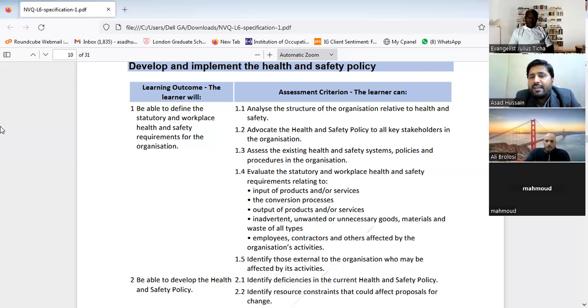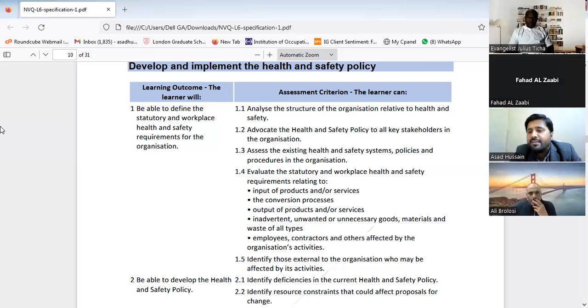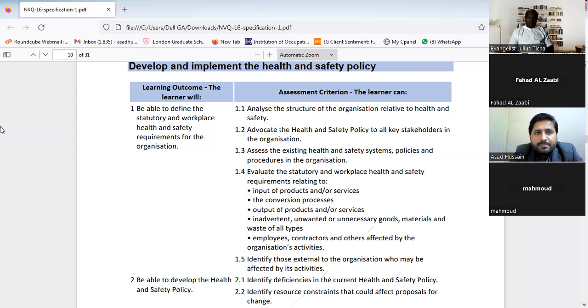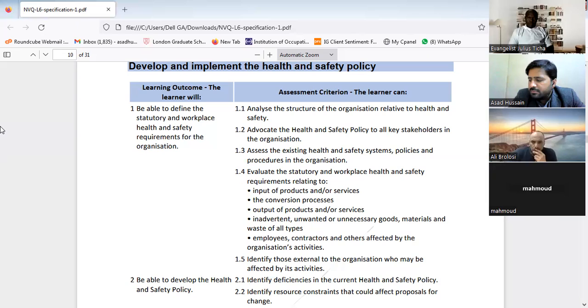Because here it says the health and safety policy for the health and safety management system. So we have to consider it from top to bottom. The safety plan is signed by the top management, and this is a commitment from the management. It defines the roles and responsibilities for each one.